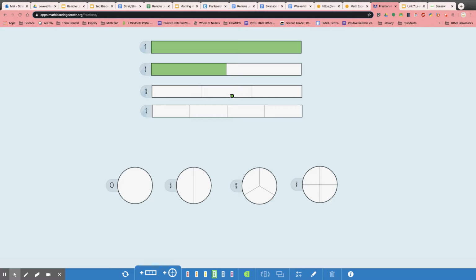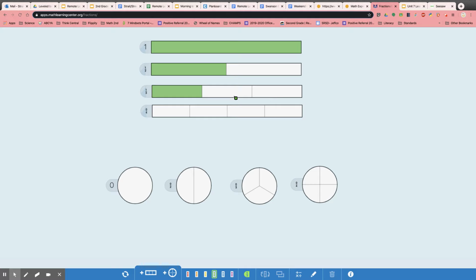So let's go look at this bar. What do you notice? Well, I've taken that whole that we have, but I've divided it into 3 equal parts. 1, 2, 3. Now, I have 0 parts shaded right now. I have 0 out of 3. But if I shade one of them, I now have 1 out of 3. And there's another way to say that. We can say a third. I have 1/3 of this bar shaded green.